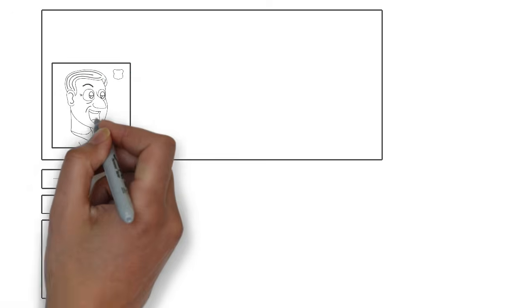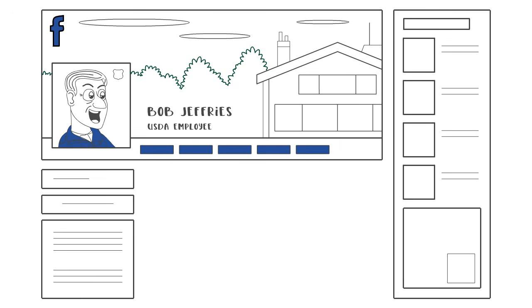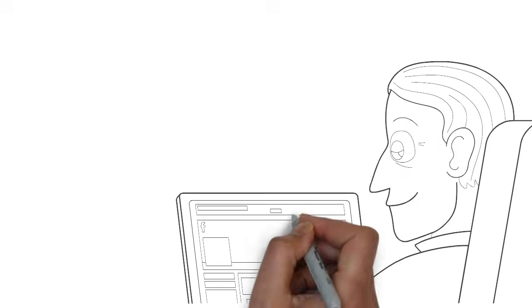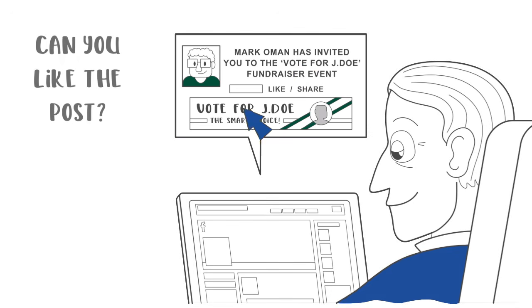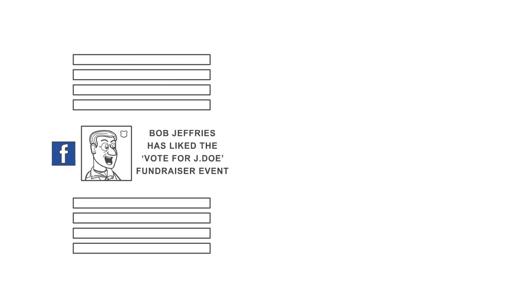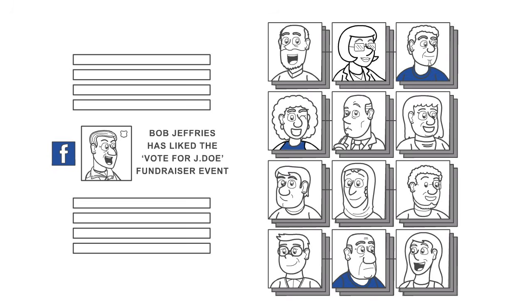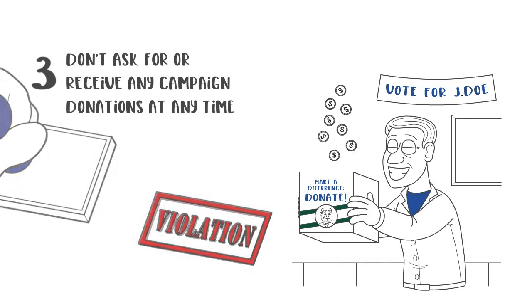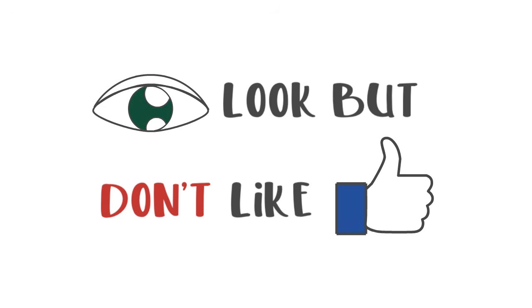Finally, let's look at a third scenario. Imagine that you're on your personal Facebook account and a friend posts an invitation to a partisan political fundraiser. Reading the post doesn't violate the Hatch Act, but can you like the post? Again, the answer is no. Why? Because as soon as you like the post, it can be seen by your Facebook friends, and you'll have violated the Hatch Act's prohibition against soliciting political contributions. In cases like these, it's safer to look, but don't like.